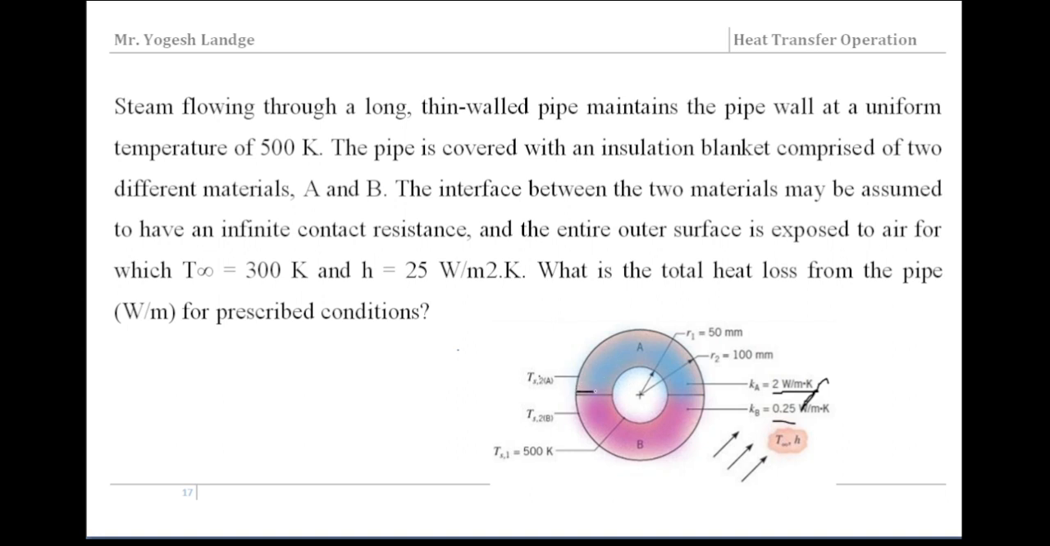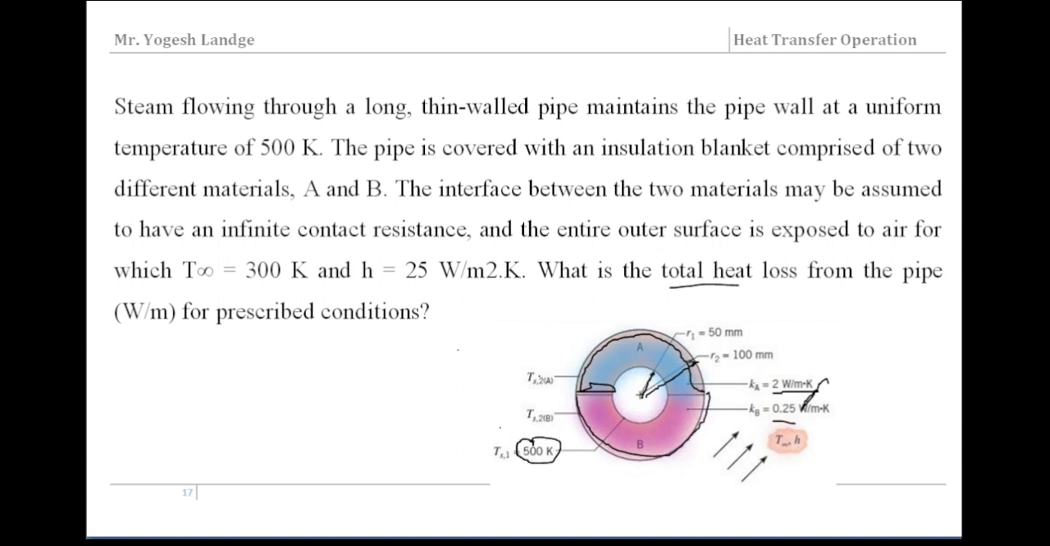A half section is wrapped by material A, so this section is wrapped by material A, and this one is insulated by material B. We want to know what the total heat loss is for this condition. The other dimensions are given. The inner diameter of the pipe is 50 millimeter, the outer diameter of the insulation is 100 millimeter, and the surrounding temperature is given.